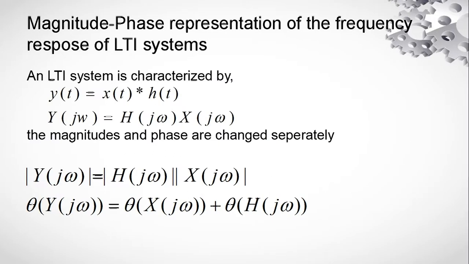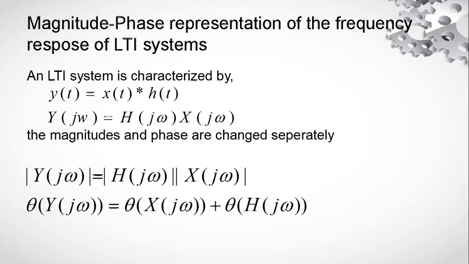Now let's look at the magnitude and phase representation of the frequency response of linear time invariant systems. So a linear time invariant system is characterized by this equation. This is the convolution theorem, as we all know. So if the input signal is x of t and h of t is the impulse response of the system, then we get the output as y of t.